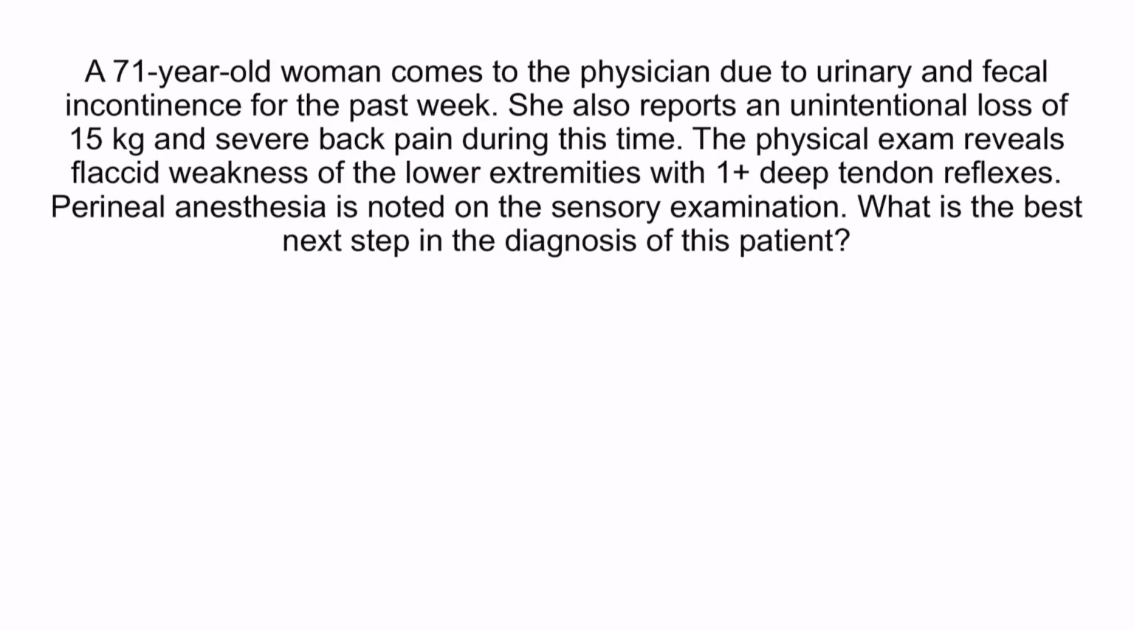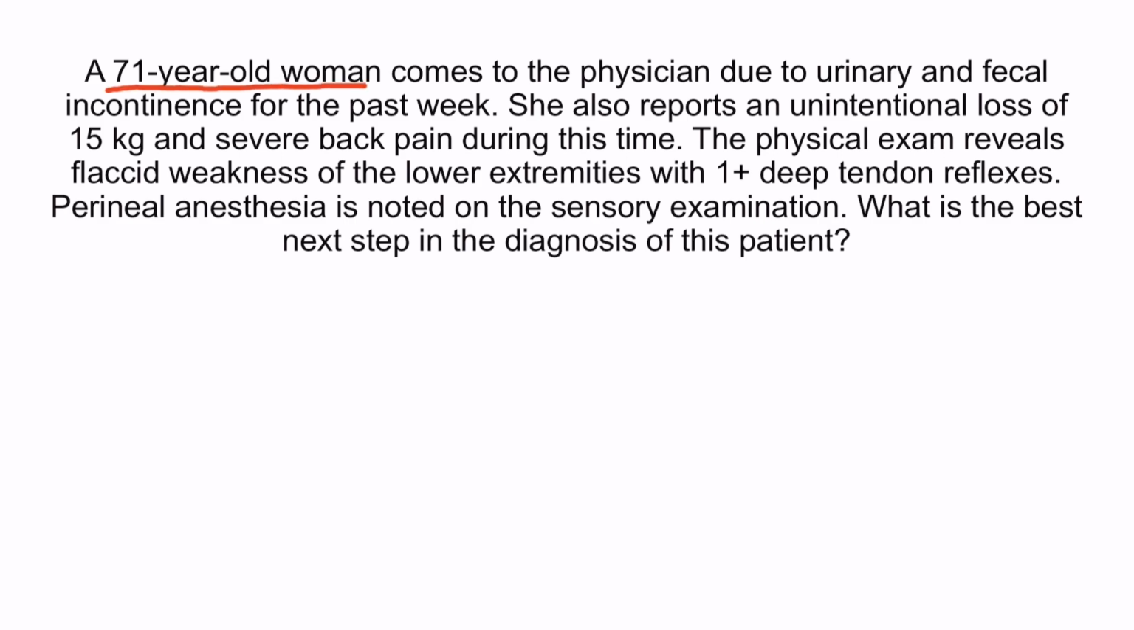Let's do a review question. A 7-year-old woman comes to the physician due to urinary and fecal incontinence for the past week. She reports an unintentional loss of 15 kilograms and severe back pain during this time. The physical exam reveals flaccid weakness of the lower extremities with 1+ deep tendon reflexes. Perineal anesthesia is noted on the sensory exam. What is the best next step in diagnosing this patient?